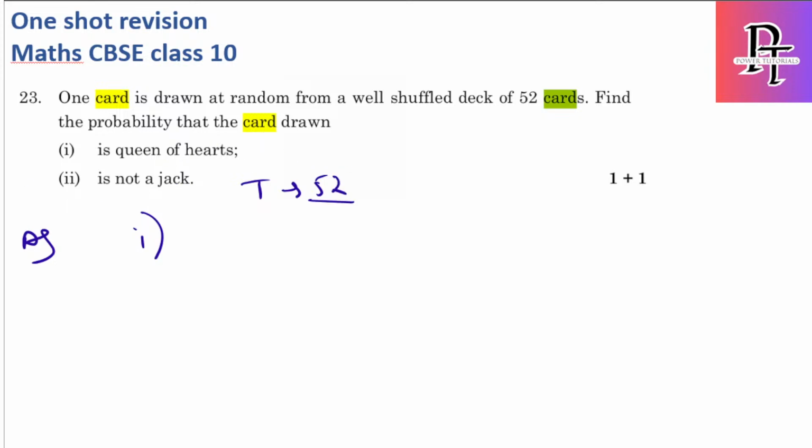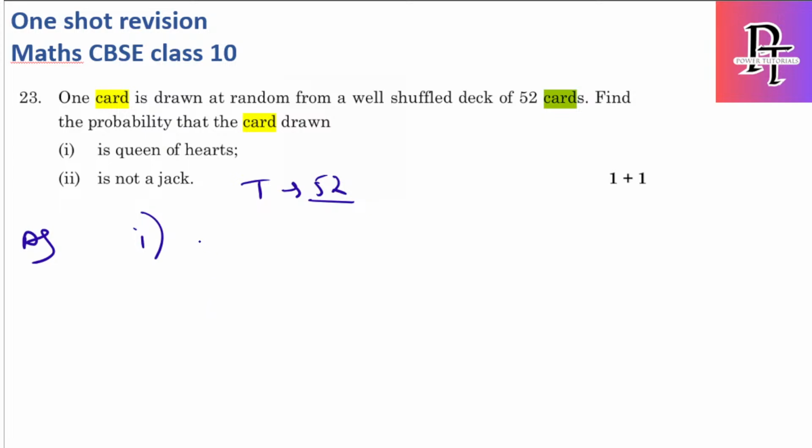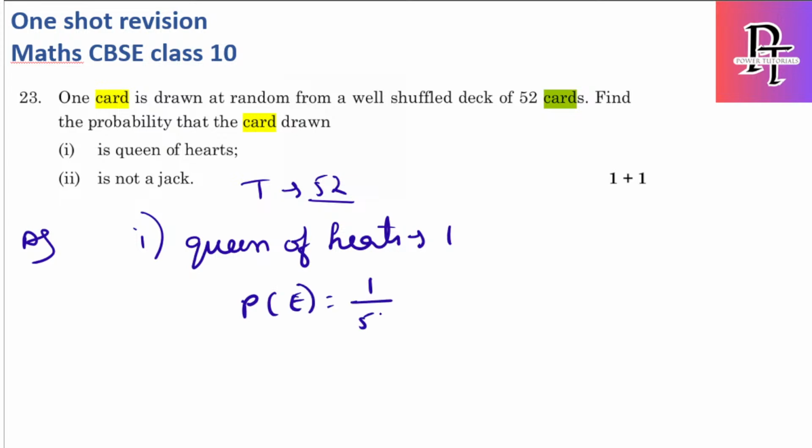Queen of hearts. If you see in the hearts, how many queens are present? Only one queen. So it's simple. First answer: queen of hearts, how many? Only one. So the probability of this event is winning by total, 1 by 52. Second one, not a jack. Not means it is P of E bar here.